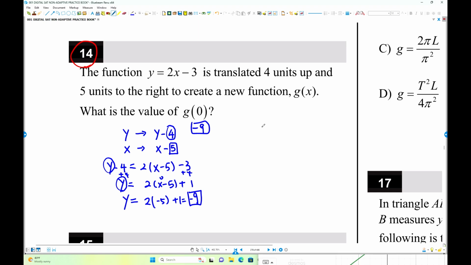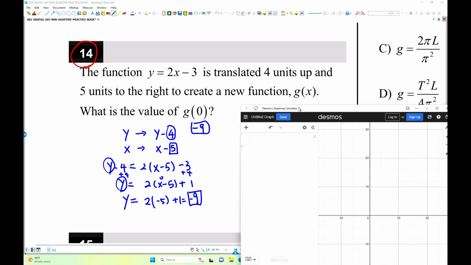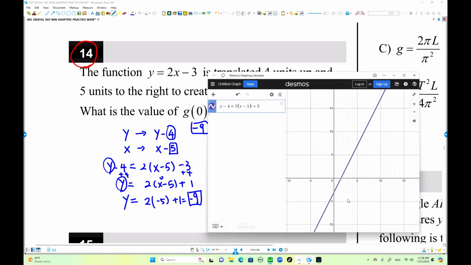Or you can use DESMOS too. Anyway, we replace y with y minus 4, because 4 units up. So y minus 4 equals 2 times x minus 5 plus 3. That's the graph. Where is the y-intercept here?